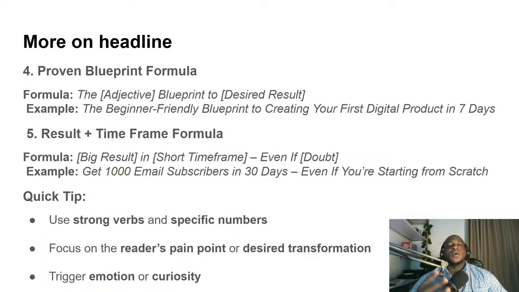Now you can see this one, the proven blueprint formula. This proven blueprint formula is all about using an adjective and a desired result. Most times you can also eradicate pain. I hope you understand. An adjective is just a word used to amplify or modify a noun. It's just used to elaborate. This proven blueprint headline framework is one you use to sometimes over exaggerate or just add spice to your headline. So the example is the beginner friendly blueprint towards creating your first digital product in 7 days.